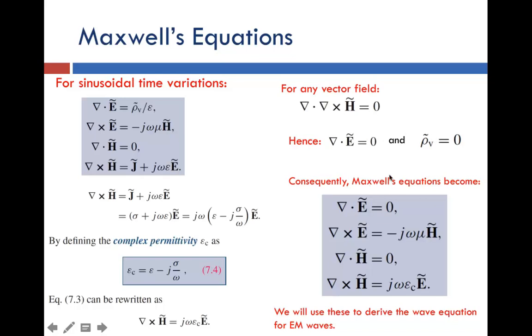So Maxwell's equations then become what we see in this gray box on the lower right-hand corner. And these are the equations that we're going to work with in order to derive what we refer to as the wave equation for electromagnetic waves. So once again, what are the assumptions that we've made so far? We have assumed a linear isotropic homogeneous material, which allowed us to make the substitution of mu H for B, and also of epsilon E for D. And we've assumed that the electric and magnetic fields are sinusoidally varying, single frequency fields.